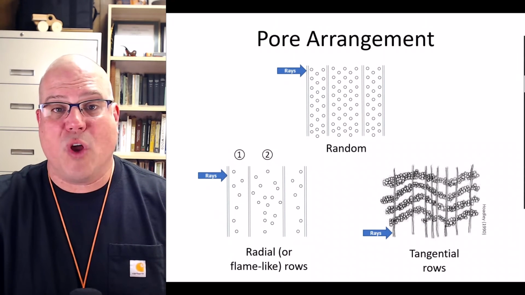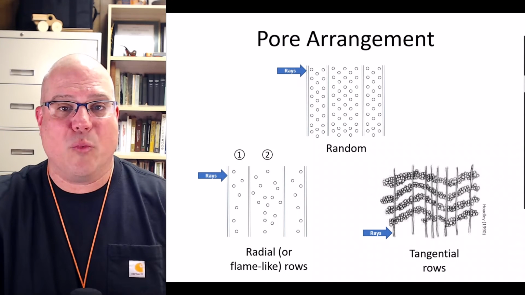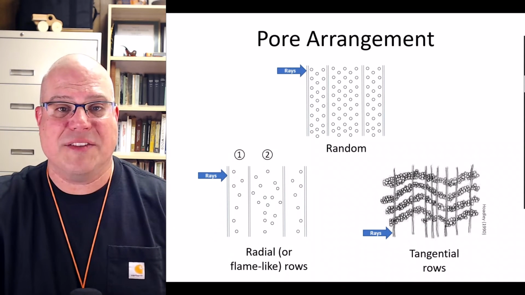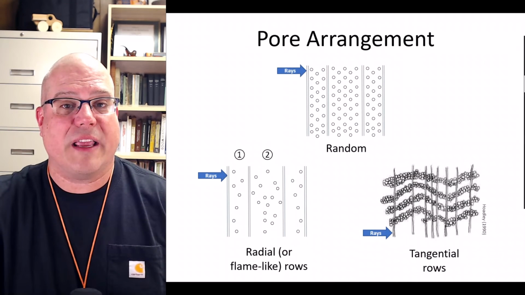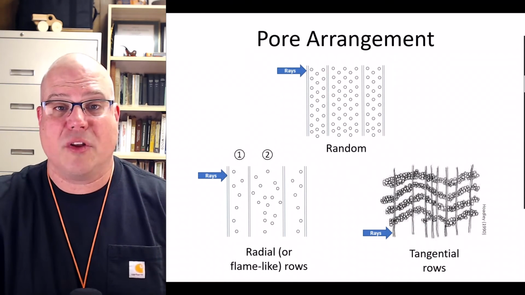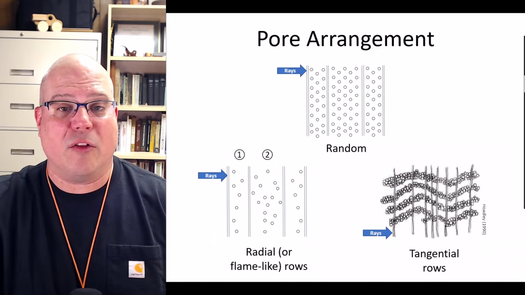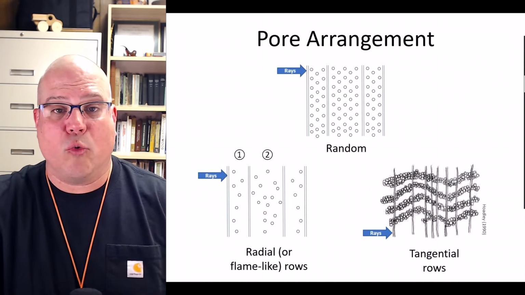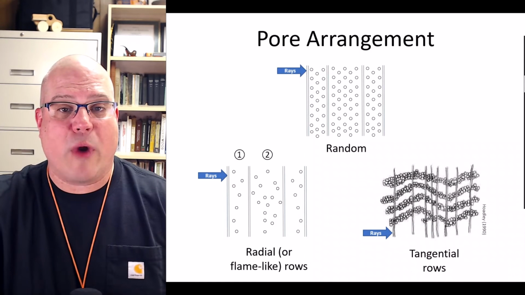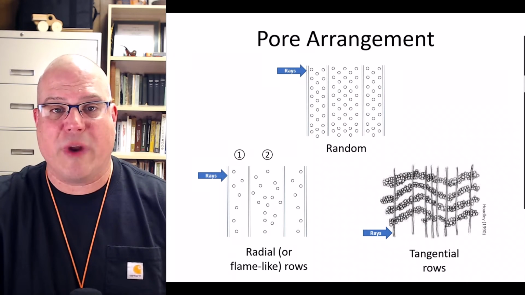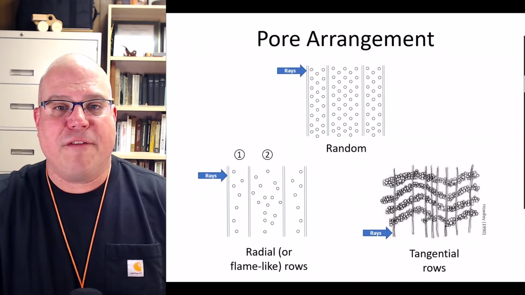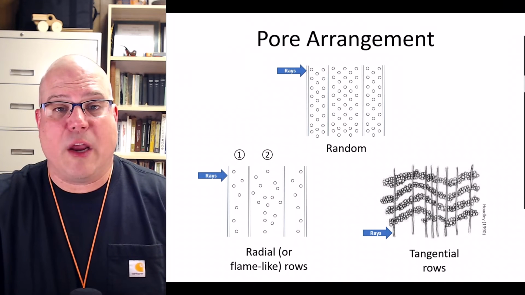Some pores are arranged with no obvious vertical or horizontal pattern. We call those random pore arrangements. Some pores are arranged vertically. If the pattern looks like a crooked line that runs more or less parallel to the rays, as in area 1 in the lower left, we call it a radial row. If that vertical arrangement branches to look like a flame, as in area 2 in the lower left, we call that flame-like, or sometimes dendritic row. And finally, some pores are arranged horizontally or tangentially, as we see in the image in the lower right.